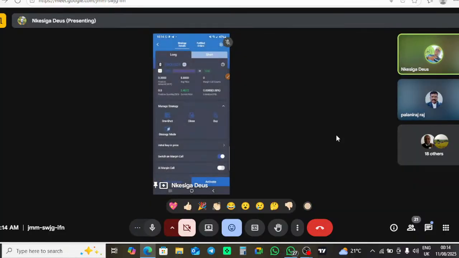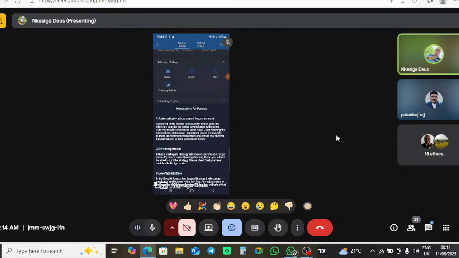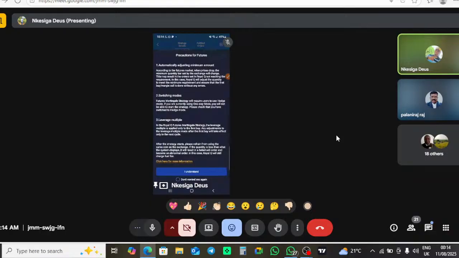Then from there, I make sure it is in one shot here. I think at the top here it is showing cycle. It should be showing one shot. And I activate my trade. That is it. I'm done for today's session.